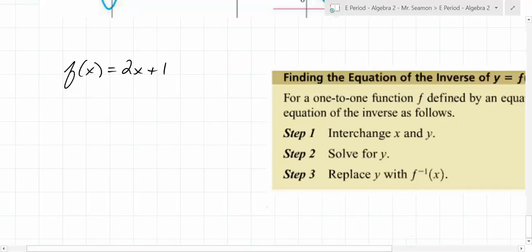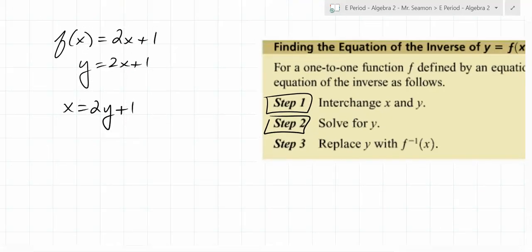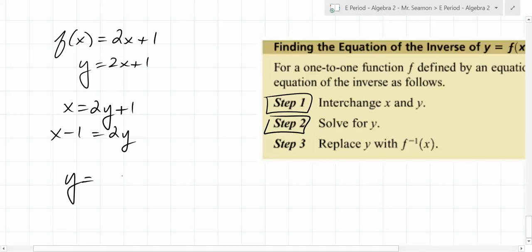So where do you put y? Well, y equals. Exactly. This is y equals 2x plus 1, right? So what does this first step say, step 1? Interchange it. So all x's become y's and all y's become x's. So what does this become? x equals 2y plus 1. And then step 2, solve for y. Have we solved for y before? Yeah. What do we subtract first? We subtract 1. Okay. x minus 1 equals 2y. So what does y equal? x minus 1 over 2.